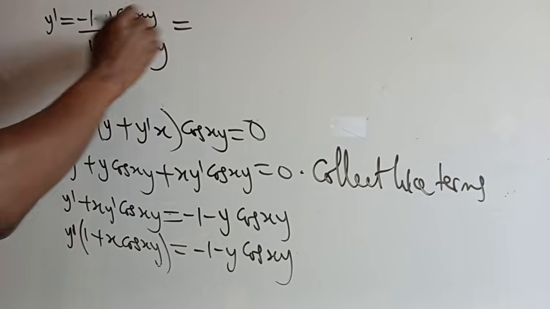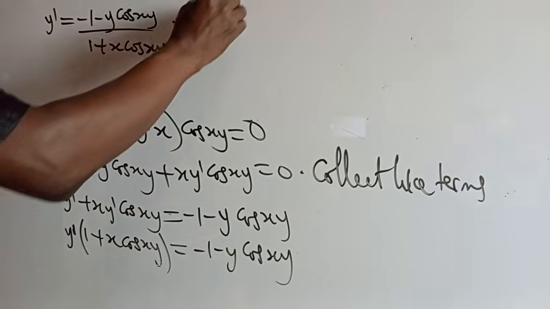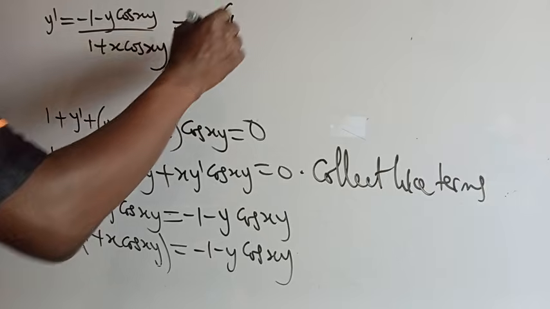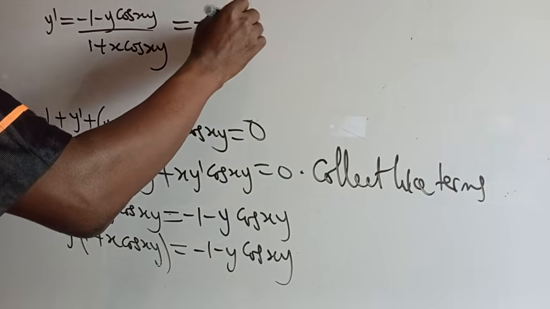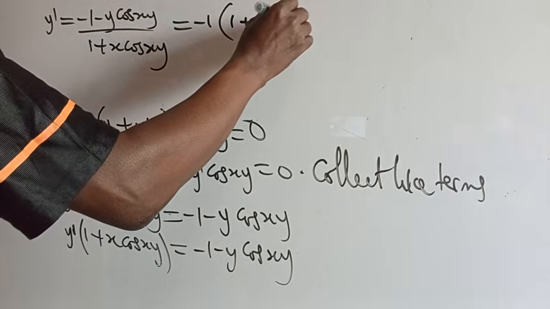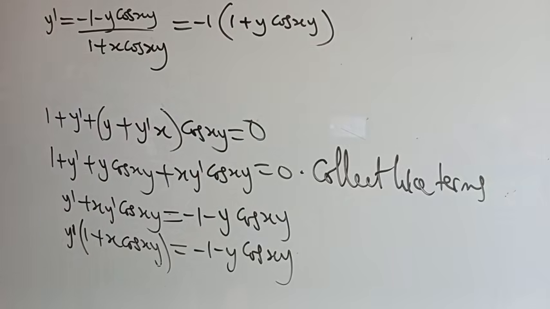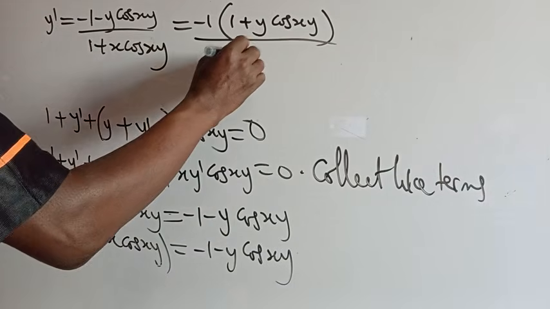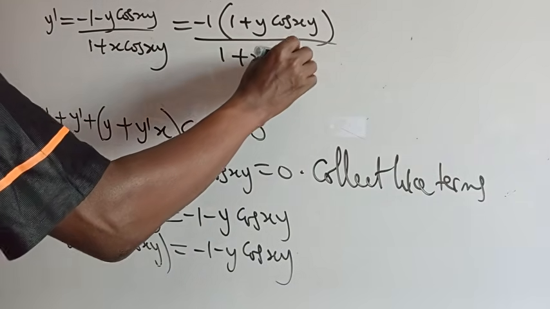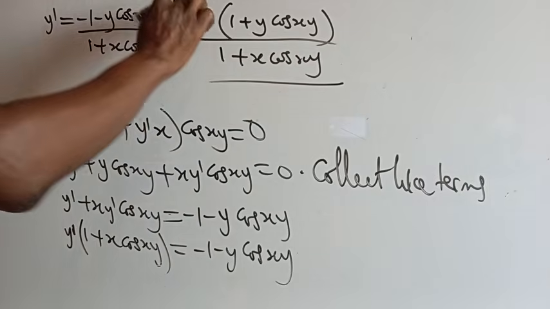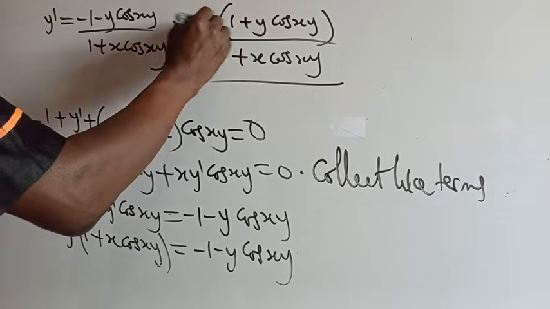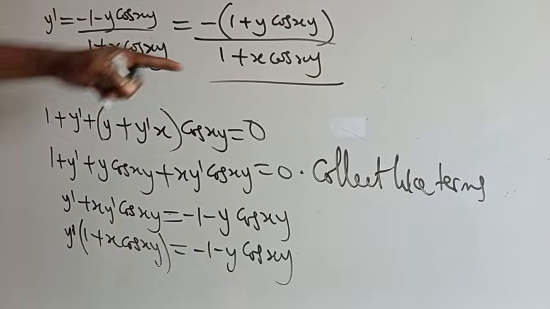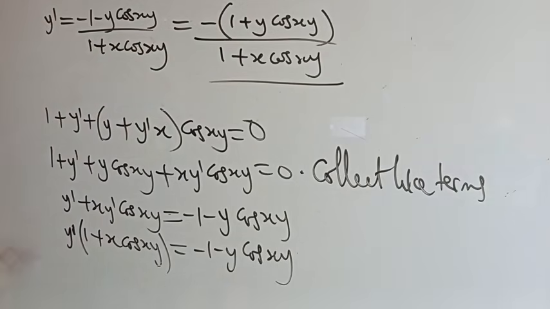It's the same thing as if you factor out minus 1 here: minus 1 times what? 1 left here, plus y cos xy, all over 1 plus x cos xy. If you like, you might remove the 1 here and put minus, because minus 1 and minus means 1 is there. So this is the final answer.